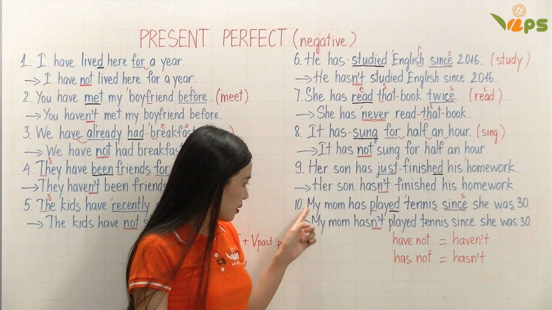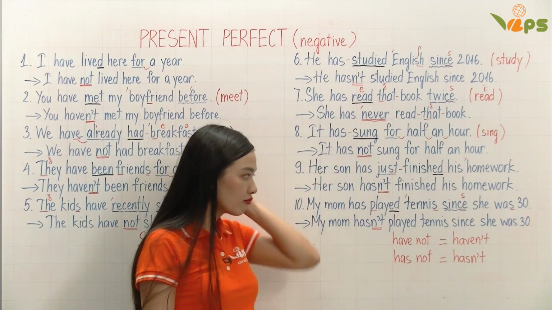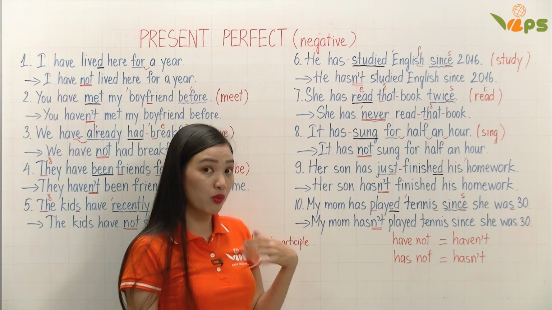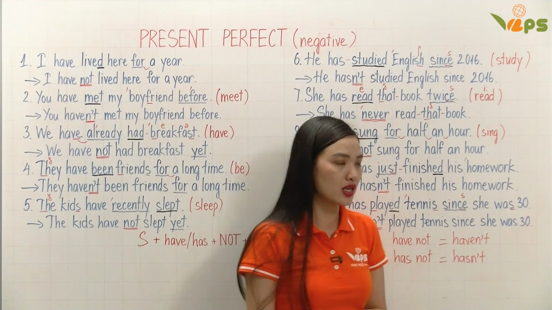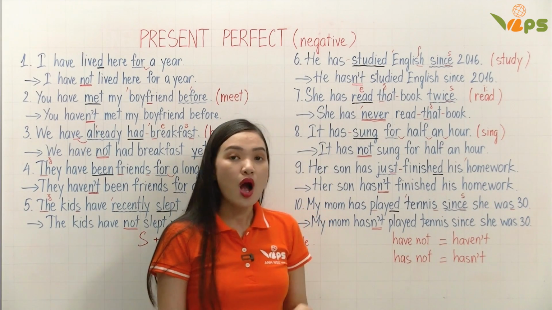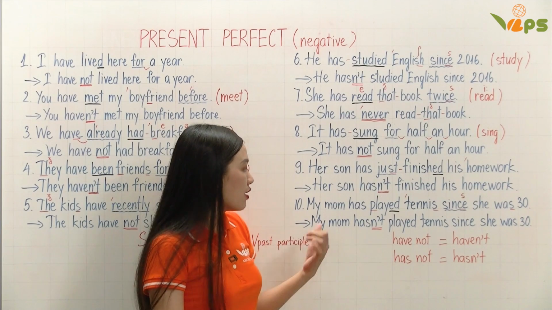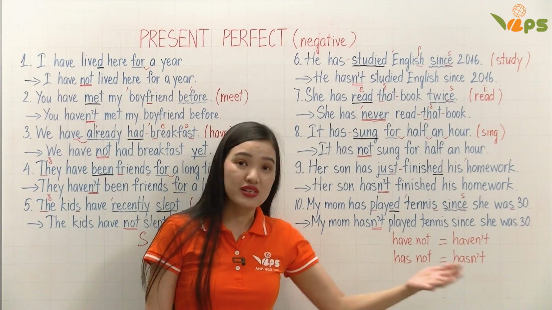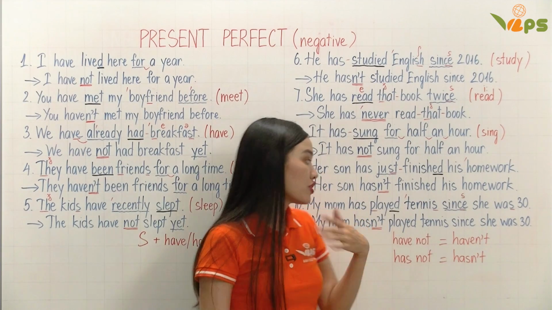The last one, my mom has played tennis since she was 30. Played, we just need to add ed. And for the negative form, my mom, one person, singular form, we use has: hasn't played tennis since she was 30. The first sentence, my mom has played tennis since she was 30. When my mom was 30, she started playing tennis, and she is still playing now. For the second one, my mom hasn't played tennis since she was 30. A lot of years ago, my mom used to play tennis, but from the time when she was 30 until now, she doesn't play tennis anymore.